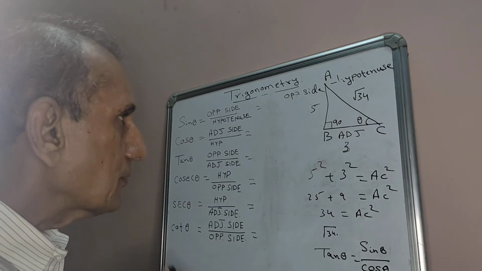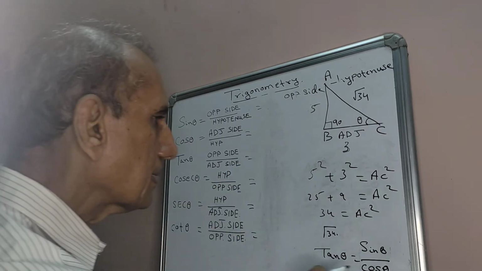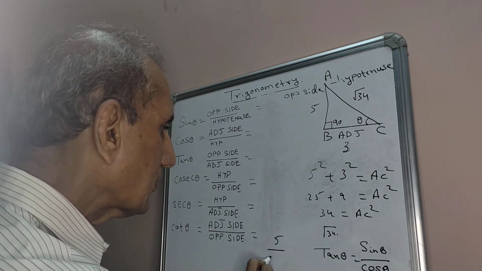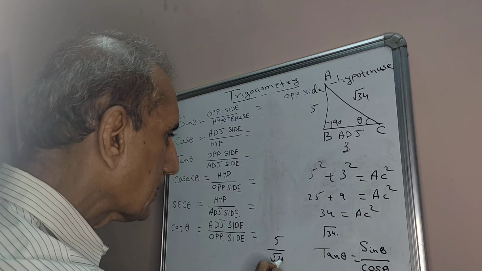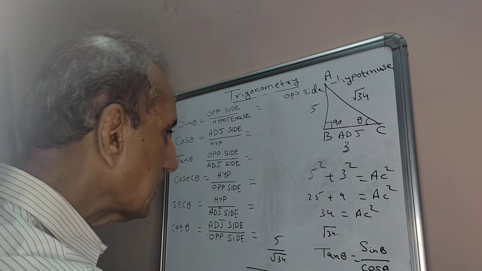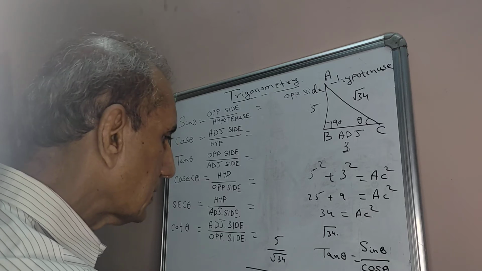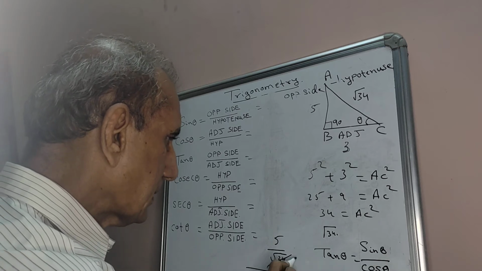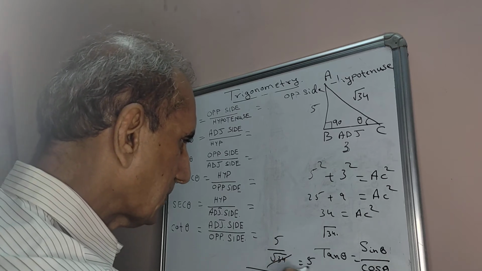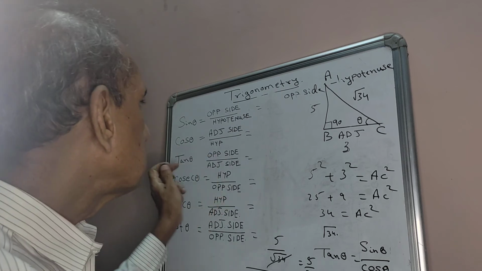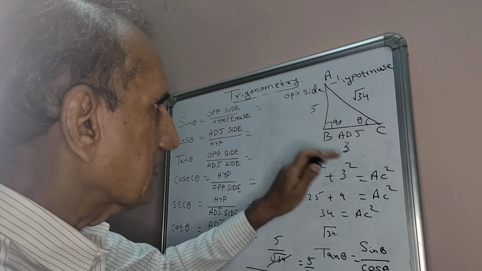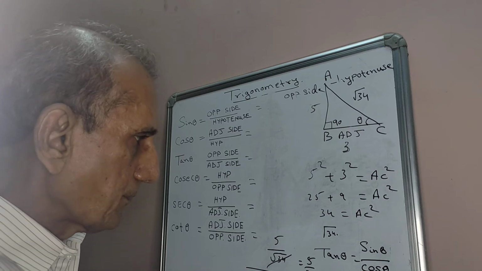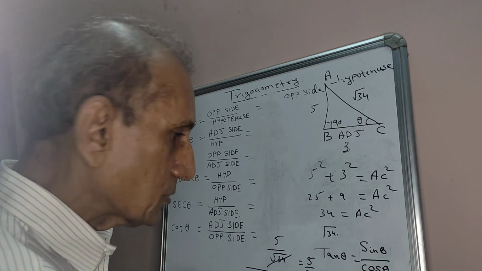Okay? You want me to do it? Sin theta by cos theta is 5 by root 34 divided by 3 by root 34. So this and this get cancelled. Ultimately you get 5 by 3, which is nothing but tan theta. Okay, so far so good.